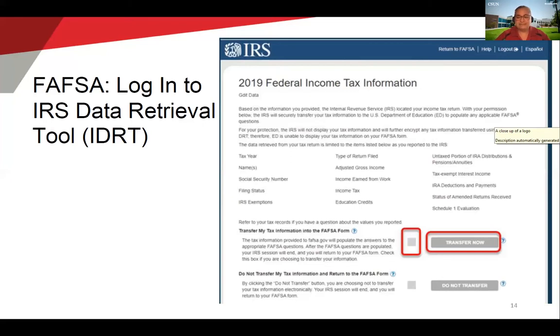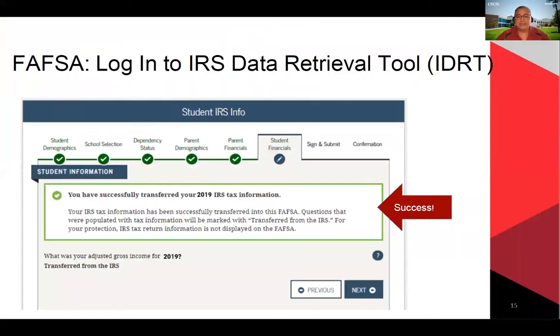Next slide. This will be the notification that you receive that tells you that you've successfully transferred your 2019 IRS tax information. So you know that you've successfully used the data retrieval tool when you have seen this publication on your screen. This means that your IRS information has been successfully transferred into your FAFSA.